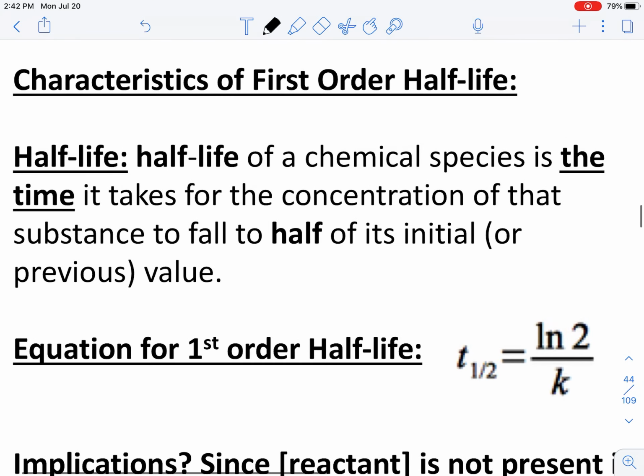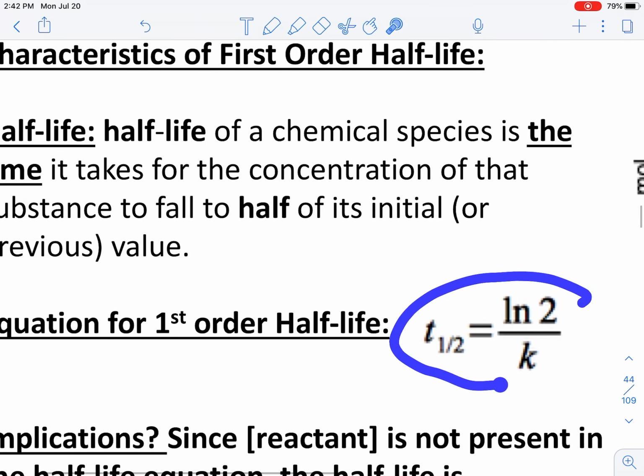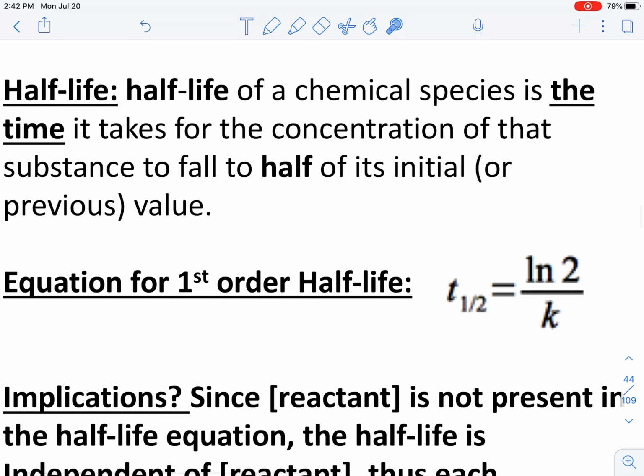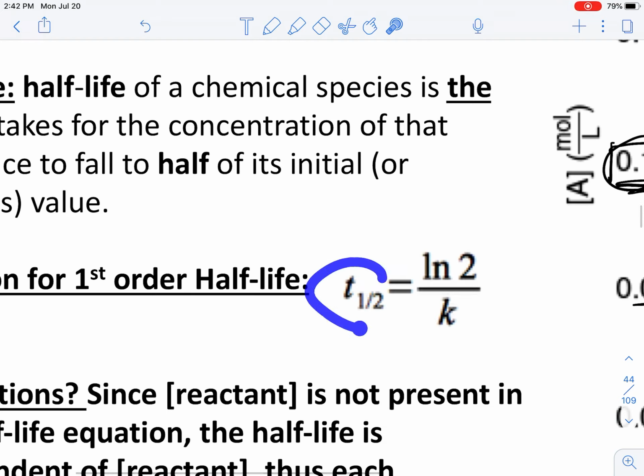And so it turns out, and I'm going to go ahead and tell you how this equation was derived later on in this lecture video, that the equation for a first order half-life can be described as T1/2 is equal to the natural log of 2 over the rate constant k. And so whenever you guys see T1/2, I'll go ahead and rewrite it.